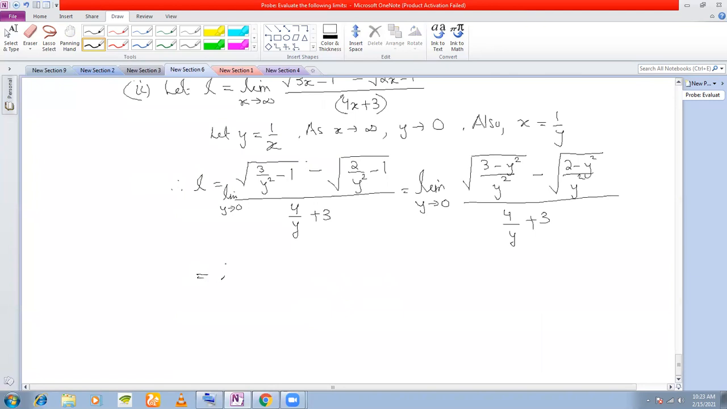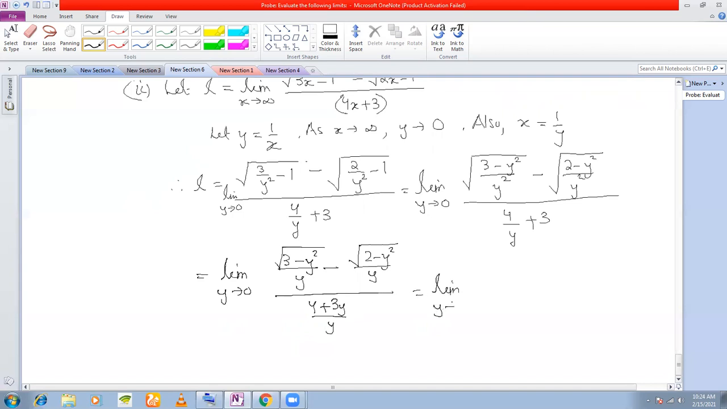Okay, so this is limit y tends to 0. So you simply get root over of 3 minus y square divided by y, minus root over of 2 minus y square divided by y. And in the denominator also you take the LCM. So you get 3 plus 4 plus 3y divided by y. You get limit y tends to 0, root 3 minus y square minus root 2 minus y square, whole divided by y, divided by 4 plus 3y divided by y.